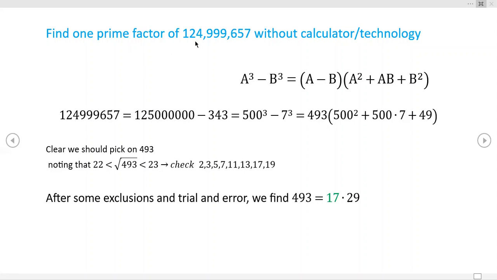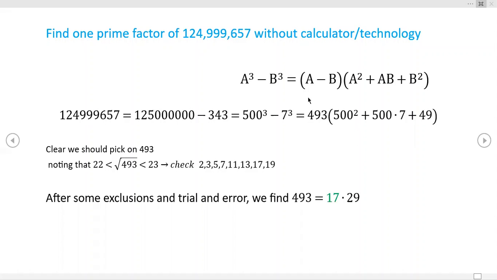Now, you'll notice, or actually the problem's just designed to work, let's be honest. But if you carefully look at it, you'll notice it's in this a cubed minus b cubed form. The cube root of 125 million is 500, and that's by design. And then 7 cubed is 343. So when you subtract the 343 from this, you actually get this number that we're trying to find a single prime factor of. So let's be honest, these things are designed to work. You work backwards to create a problem that looks like it came from nowhere.